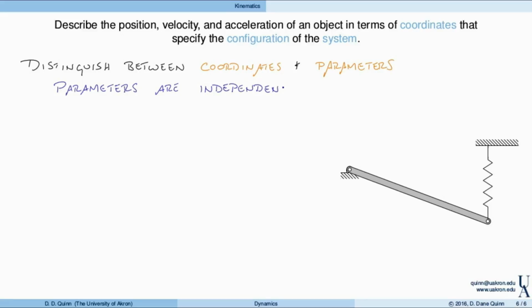So I don't need to know where the bar is, for example, to measure the parameters of the system. Things like the mass of the bar would be independent of the configuration. The length of the bar, independent of the configuration. In contrast, coordinates, because they are used to specify the configuration, they certainly depend on the configuration.